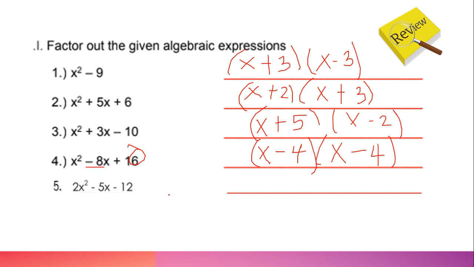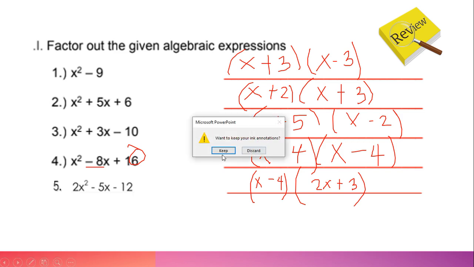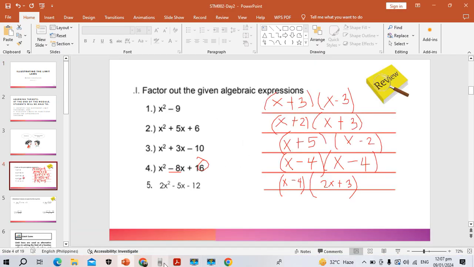Here, number 5. What is the answer to number 5, Angel? Sir, x minus 4 and 2x plus 3. X minus 4, then 2x plus 3. So let's try it using the calculator. This is the shortcut using the calculator.